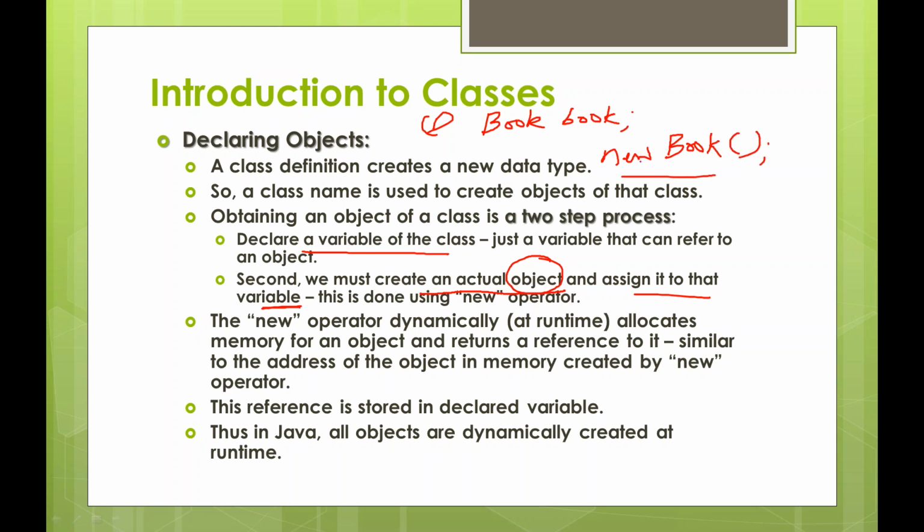This creates an object. New will create an object of type book, and then it returns a reference to the object created. When you say book is equal to new book object, this returns a reference which we can store in a variable of type book.